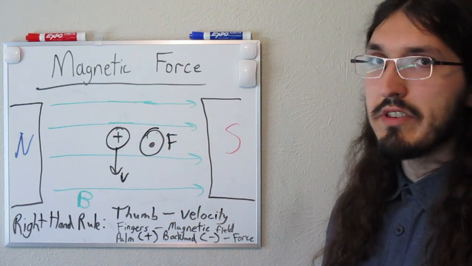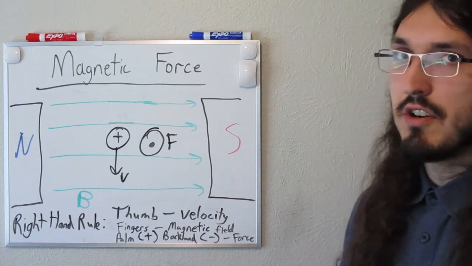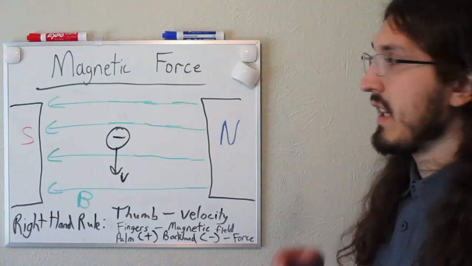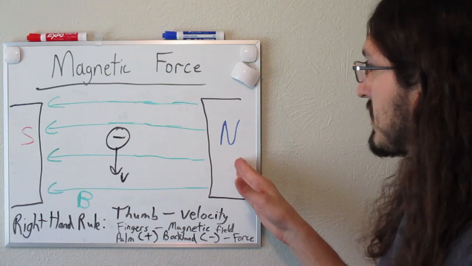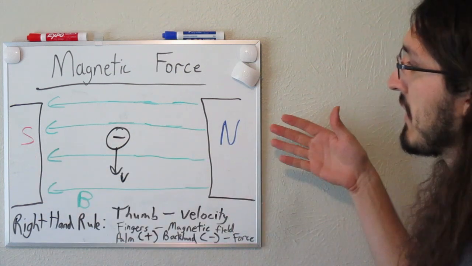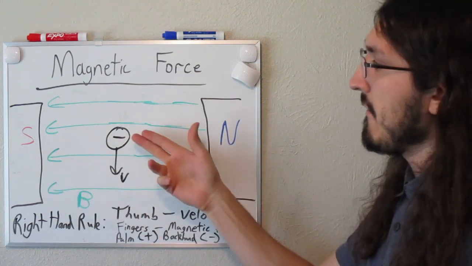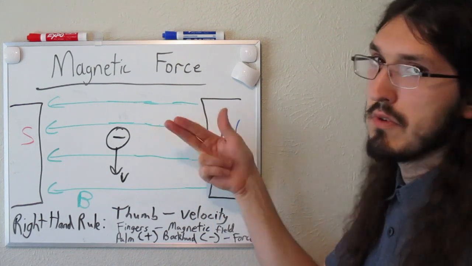I'm going to go through a couple other examples, and this time I'll use a negative charge, and I'll change the direction of the magnetic field. Now I've changed the magnets so that the North Pole is here and the South Pole is there, which means the magnetic field points from right to left. Now I have a negative charge, and I know that it's moving downward.